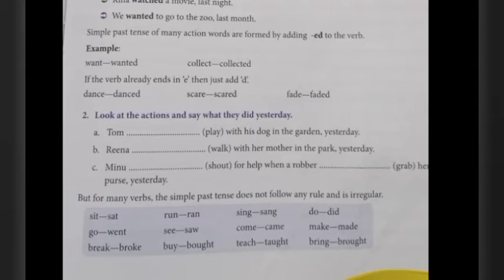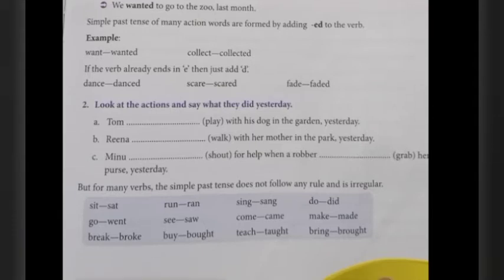For example, dance, danced. Already it is ending with e, so we don't want to add one more e. We just skip one e and we have to write d. Scare, scared. Fade, faded. Okay. So with this, I think you have understood, so you can do this second question easily.